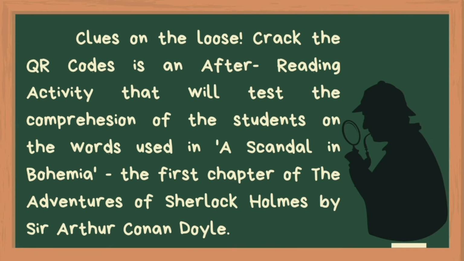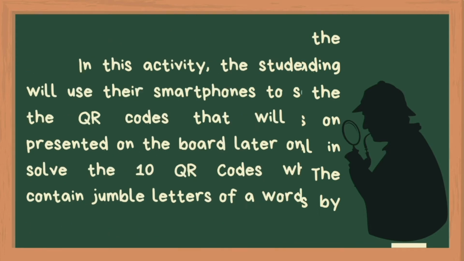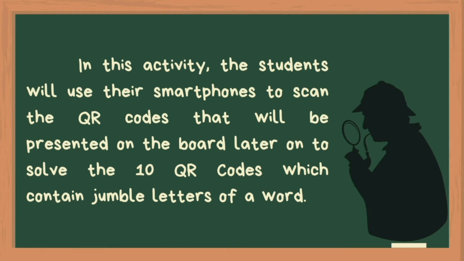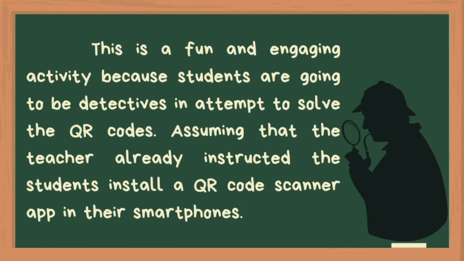Crack the QR codes is an after-reading activity that will test the comprehension of the students on the words used in A Scandal in Bohemia, the first chapter of The Adventures of Sherlock Holmes by Sir Arthur Conan Doyle. In this activity, the students will use their smartphones to scan the QR codes that will be presented on the board later on to solve the 10 QR codes which contain jumbled letters of a word. This is a fun and engaging activity because the students are going to be detectives in an attempt to solve the QR codes. Assuming that the teacher already instructed the students to install a QR code scanner application in their smartphones.